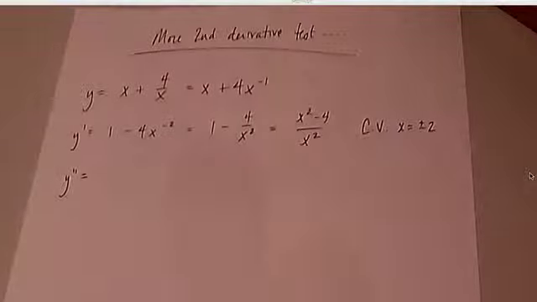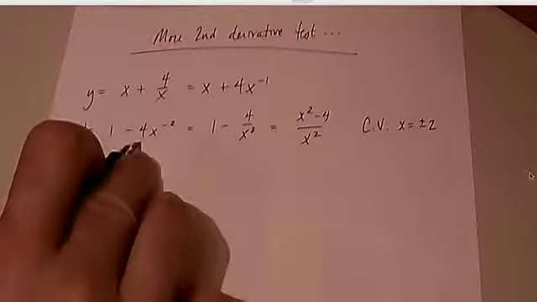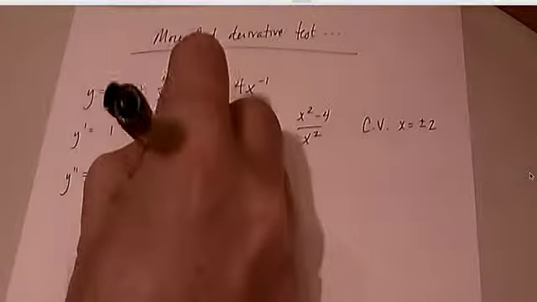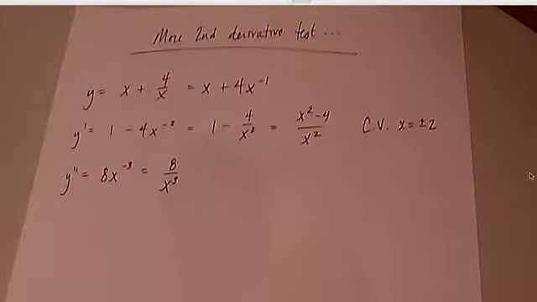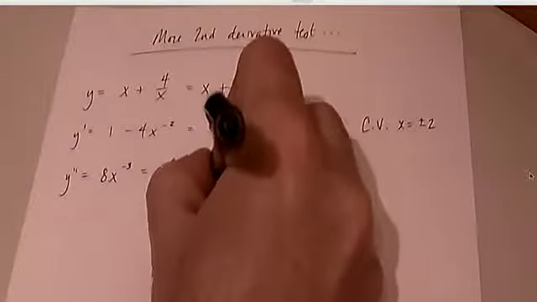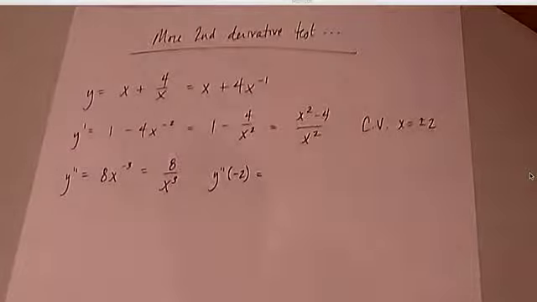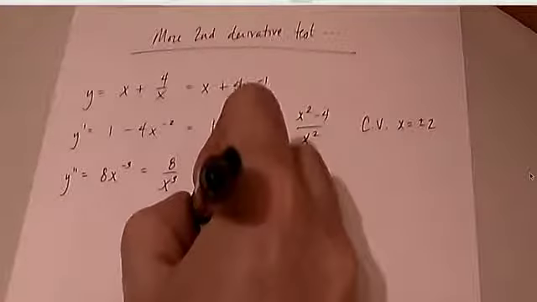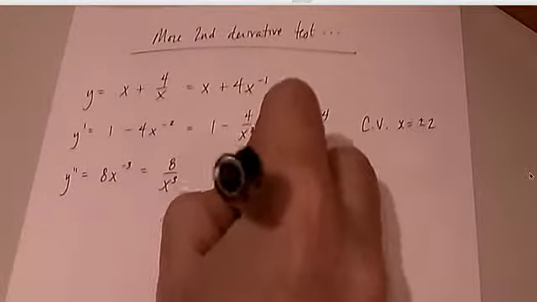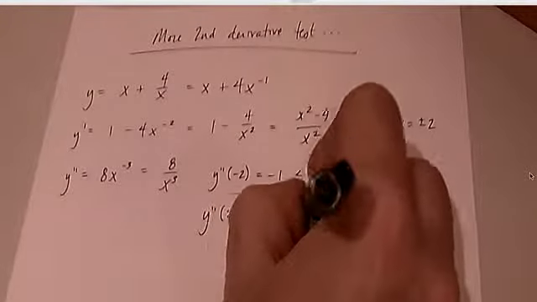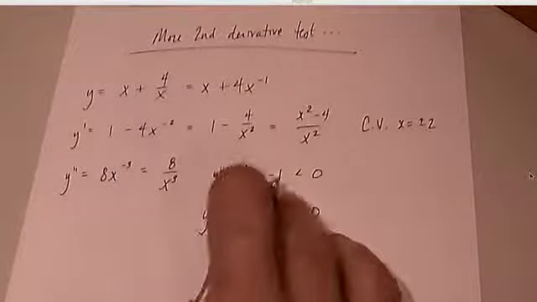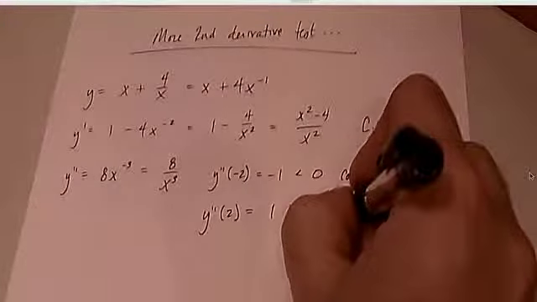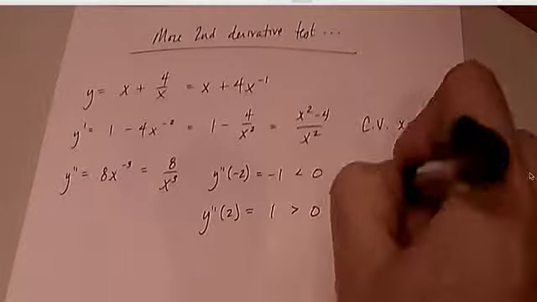So let's go ahead and do the second derivative. And we're going to go straight from this form right here. We know that winds up being 8x to the negative 3, or 8 over x cubed. Well, let's go ahead and evaluate y double prime of negative 2. It's going to be 8 over negative 8, or negative 1, which is less than 0. You have y double prime of 2 is going to be 8 over 8. That's equal to 1. That's greater than 0. So if it's negative, it's concave down. And if it's positive, it's concave up.